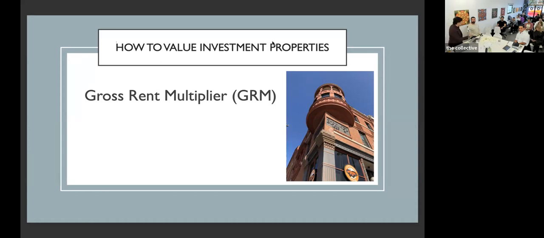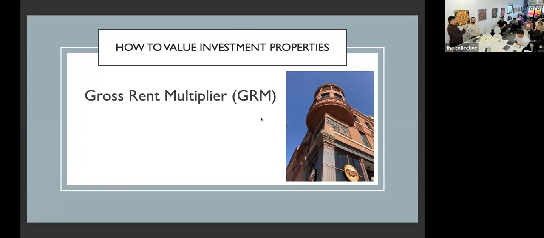What's a cap rate? What's a GRM? What do those numbers even mean? When someone says, oh, this is a 5 cap, oh, this is a 15 GRM, what does it mean when we talk about that, right? So let's, next slide, please.